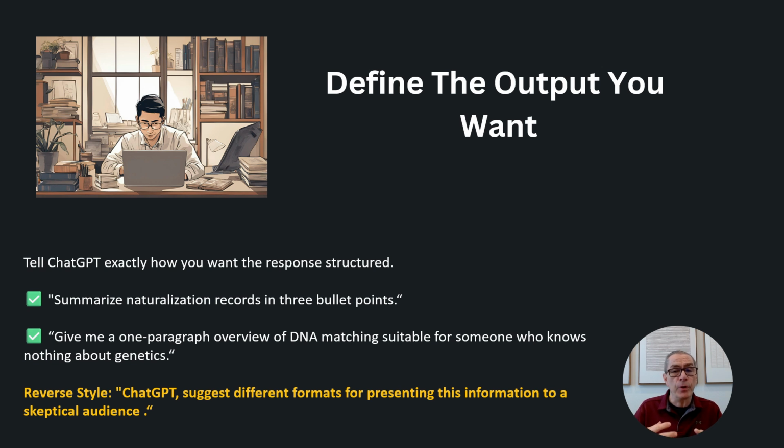Then define the output you want. So if you want a summarization, ask for a summarization. If you want one paragraph, ask for one paragraph. If you want less than 200 words, say less than 200 words. And you can also say how you want it defined in terms of the audience you have. So you could say, create me 3 bullet points for a skeptic, or create me a summary for somebody who doesn't understand immigration. So you can define the kind of output in terms of the type of output and the audience the output will be aimed at.